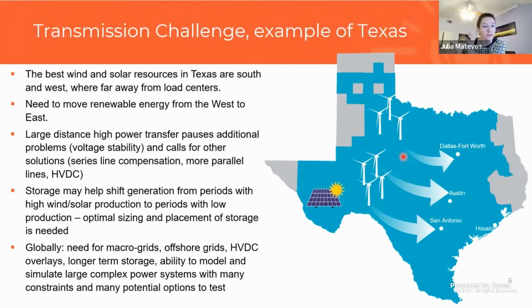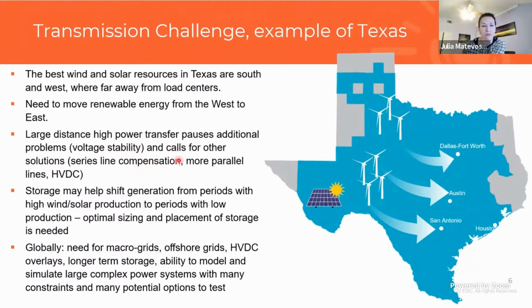But if it's really long distance and you send a lot of power across that line, there may be a voltage stability limit, which is below the thermal rating of the line. So theoretically, you could have sent more power over it, but because it's really long distance, you're not able to utilize the line to its fullest. And so it requires other solutions to be able to transfer more power.